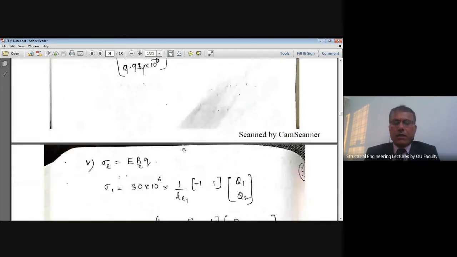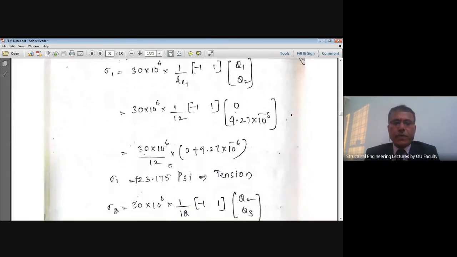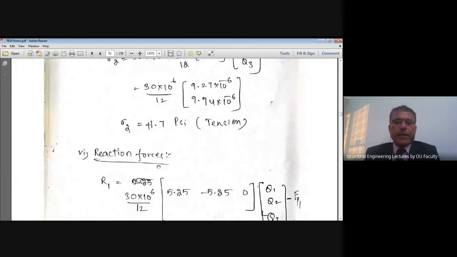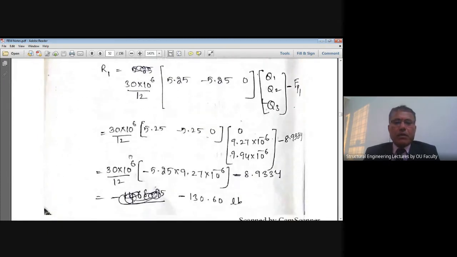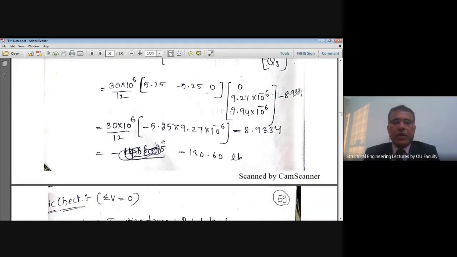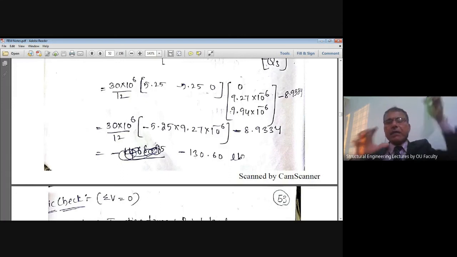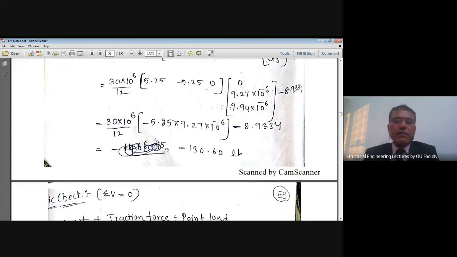Then upon substitution of the numerics, this is 5.25 multiplied by 0, minus 5.25 multiplied by 9.27 to the power minus 6, minus 8.9334, which gives a result of minus 130.6 pounds. Here minus indicates that it is acting in the opposite direction to the positive x direction. Positive x direction is assumed in the downward direction. Minus means this reaction is into the support, which is needed for equilibrium.